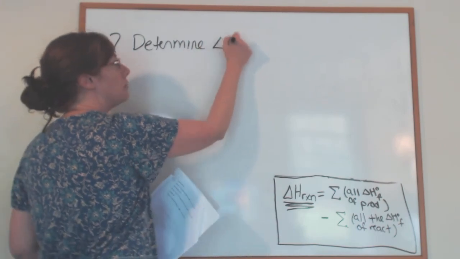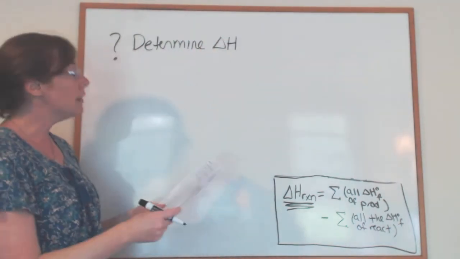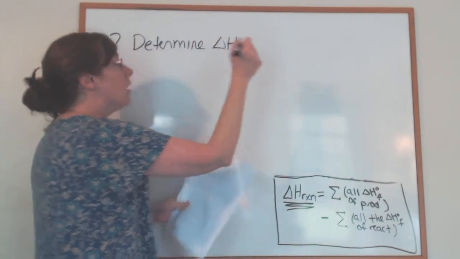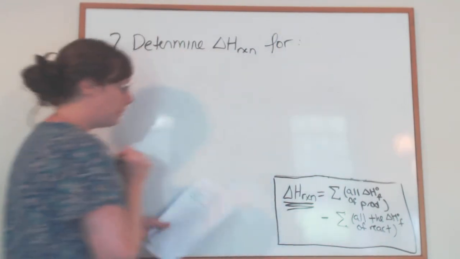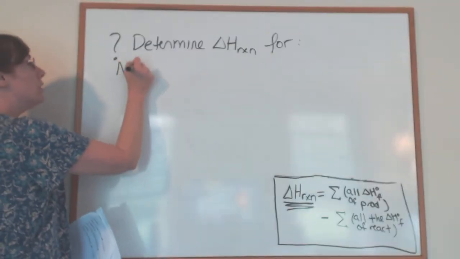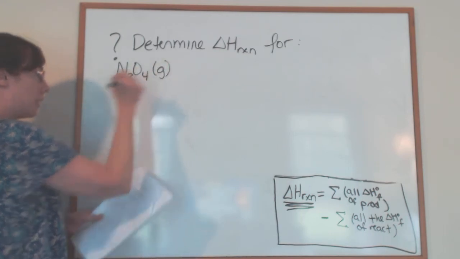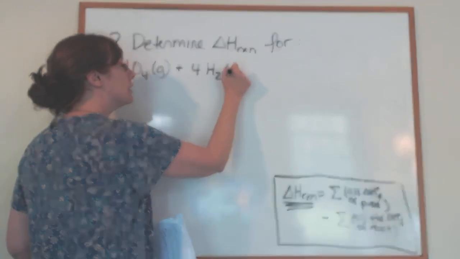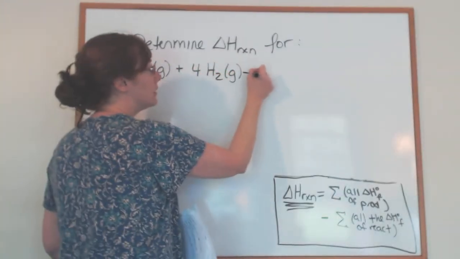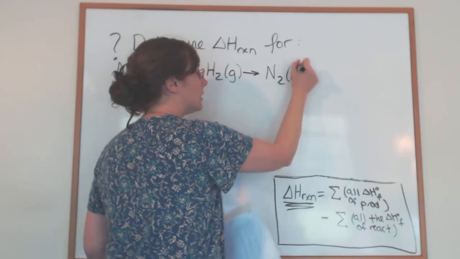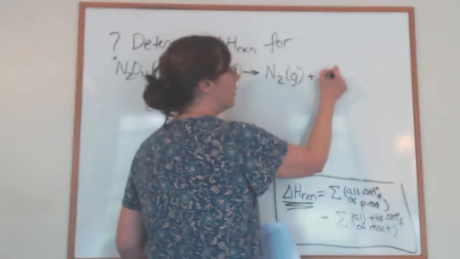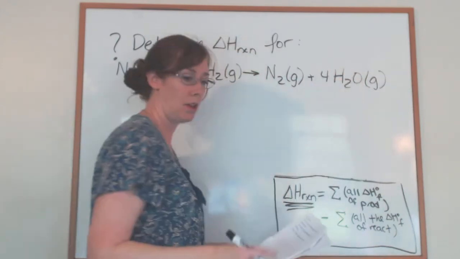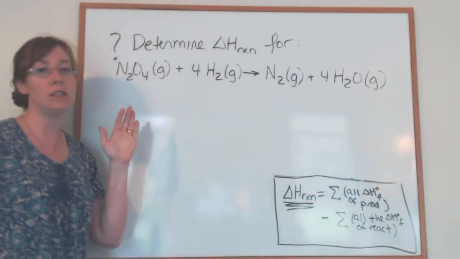Determine the enthalpy change, delta H, for this reaction, and I will give you the reaction. N2O4 gas plus 4H2 gas yields N2 gas plus 4H2O gas.